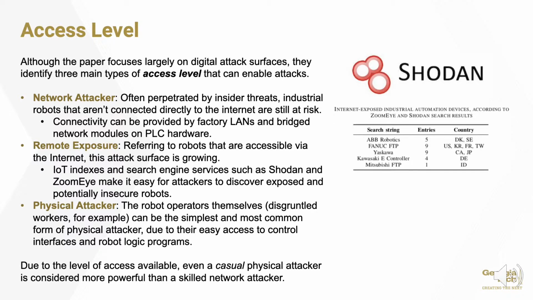And then we have the physical attacker, which really is the robot operator themselves. For example, a disgruntled worker. This can be the simplest and most common form of physical attacker because, of course, they have such easy access to the robot itself. So all it takes is a disgruntled worker who knows what he's doing with that teach pendant to put in a logic bomb or some other kind of vulnerability or weakness into the robot that can cause some serious damage. So the authors actually say because of that easy access, even a casual physical attacker is more powerful than a skilled network attacker.